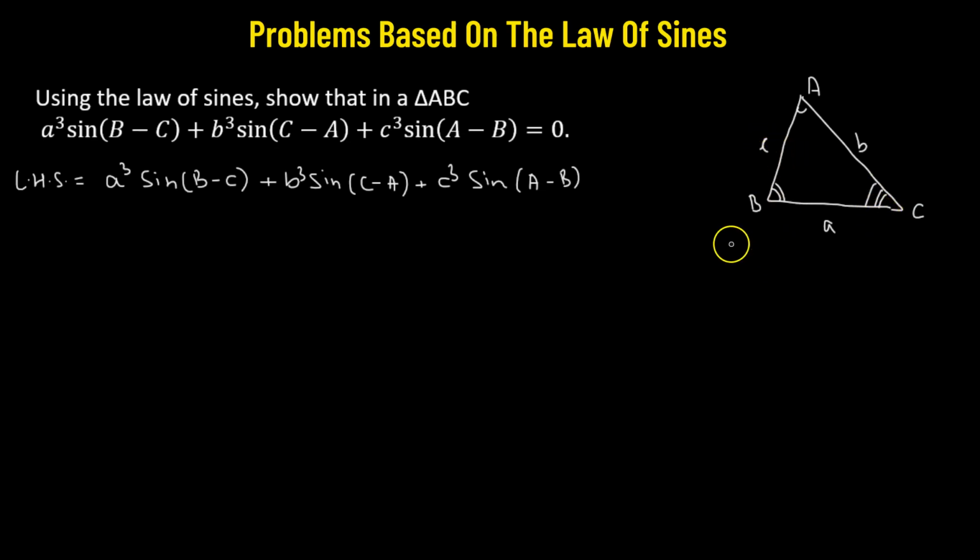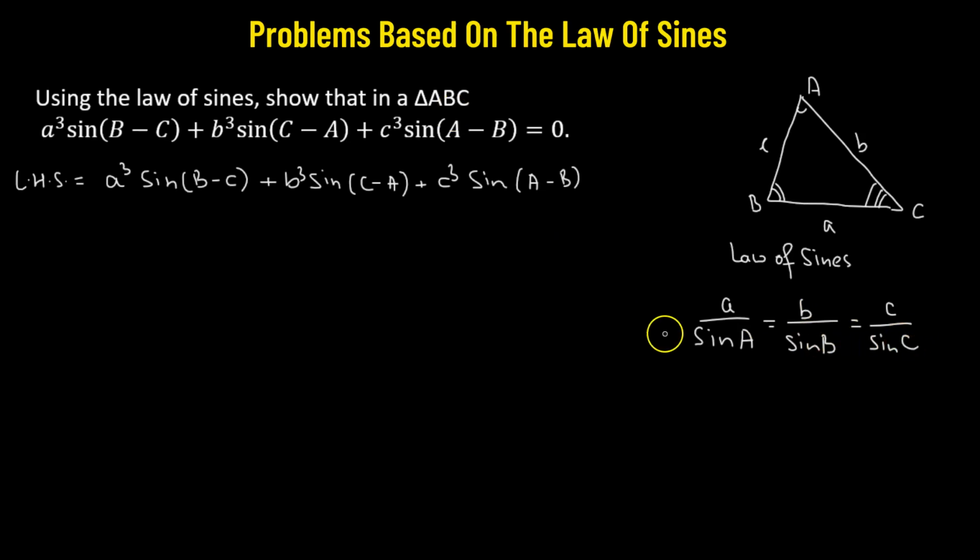Then the law of sines. So that tells us that if we consider the side a and divide it by the sine of the angle opposite to it, which is sine A, then this ratio will be equal to the ratio of side b to the sine of the angle opposite to it. So that's sine B. And this is also equal to the ratio of the side c to the sine of the angle opposite to it. So that's sine C. This is the law of sines.